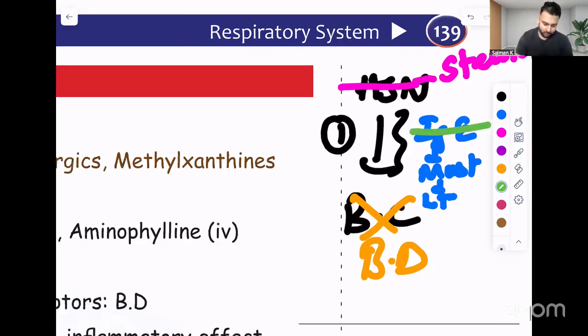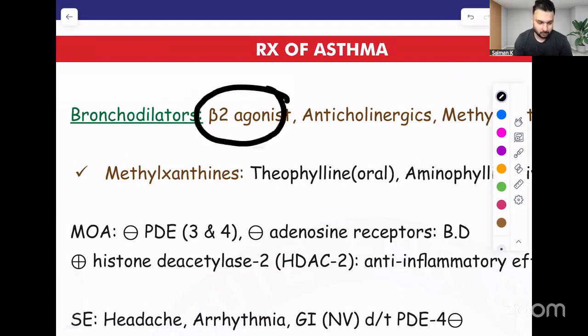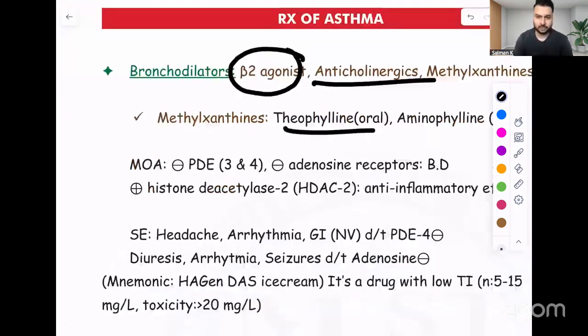So what are the drugs which are bronchodilators? SABA, LABA: salbutamol, salmeterol. SAMA, LAMA: what is that? Ipratropium, tiotropium, etc. So all these things, right? Next, theophylline, methylxanthine. One more bronchodilator is called theophylline.